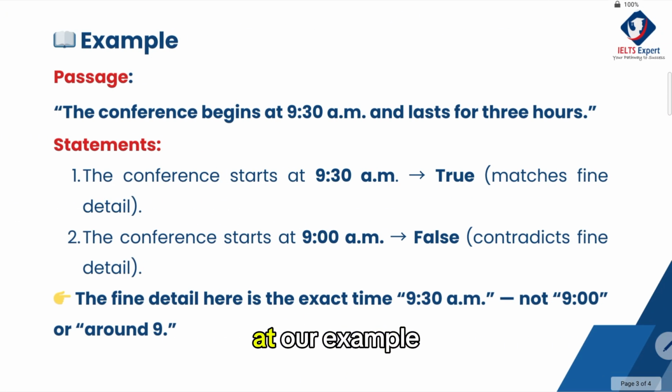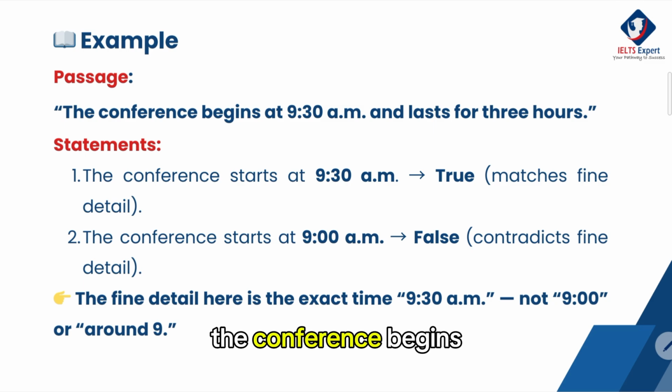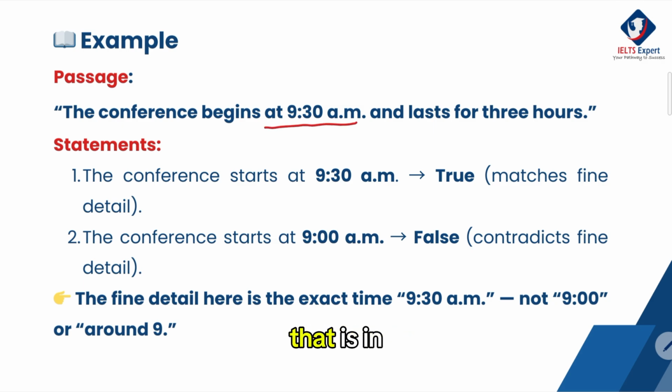For example, if you look at our example passage, the conference begins at 9:30 a.m. and lasts for 3 hours. If you look at our statements, the conference starts at 9:30 a.m. So what are the fine details? You can see 9:30 a.m. is in the passage, and the statement also mentions the exact words and the exact details. So the statement matches the fine details in the passage, and you can decide true.